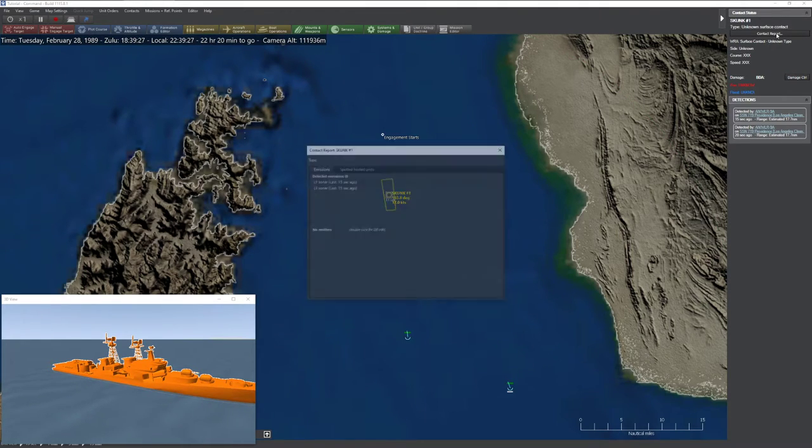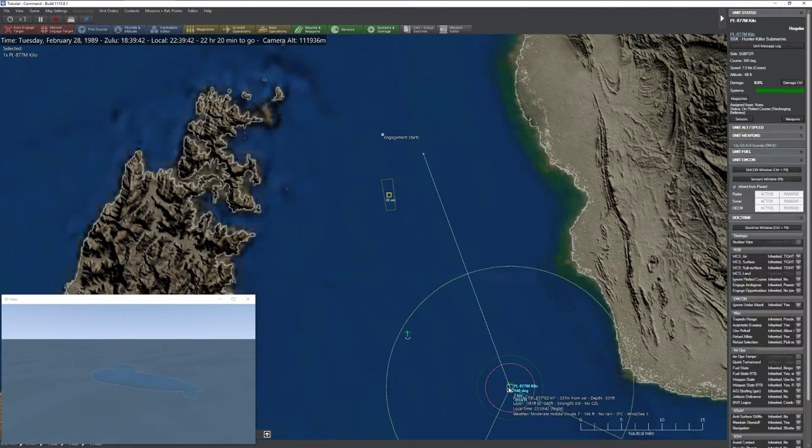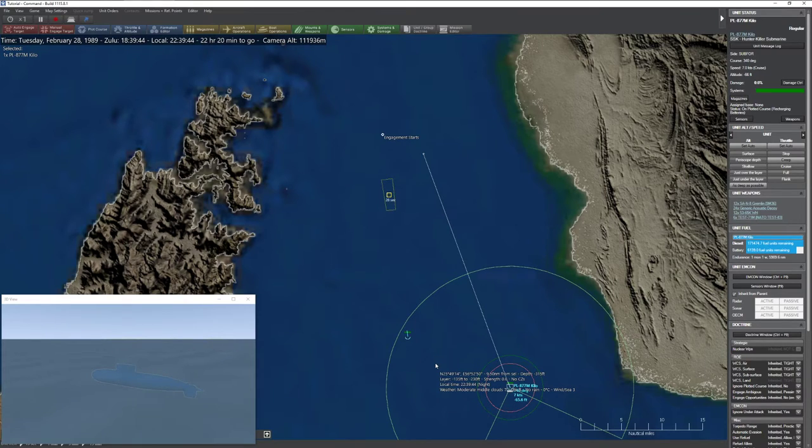Contact emissions, contact report. Low frequency sonar. We've detected they're using sonar. Oh no. They're using active sonar. That's what we detected them by. We didn't even detect them visually or electronically. They're pinging us. Uh-oh. Oh boy. Active sonar. Okay. This is going to be problematic.